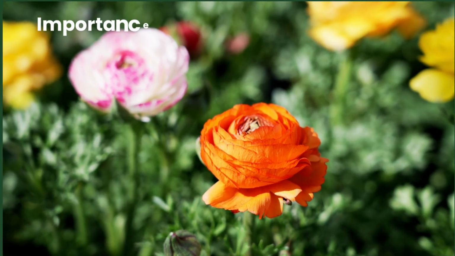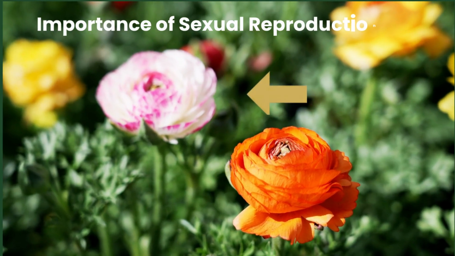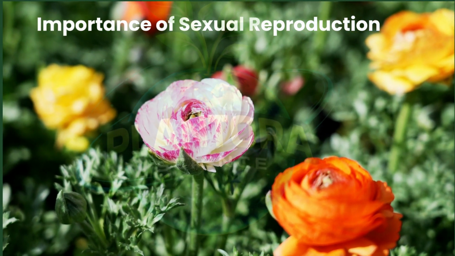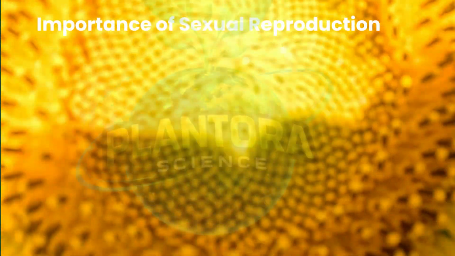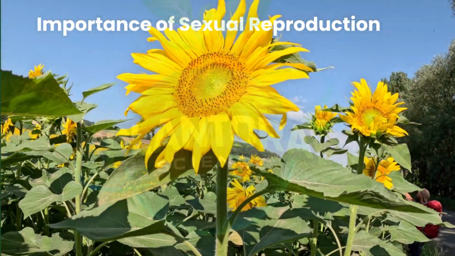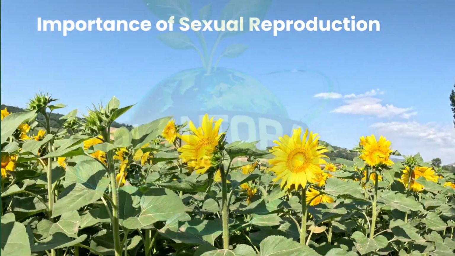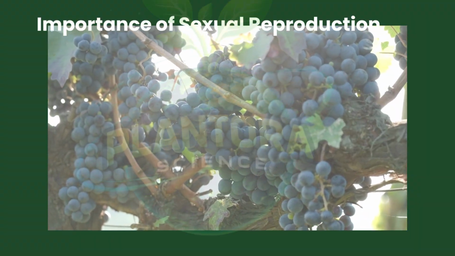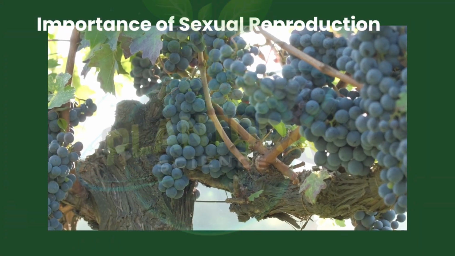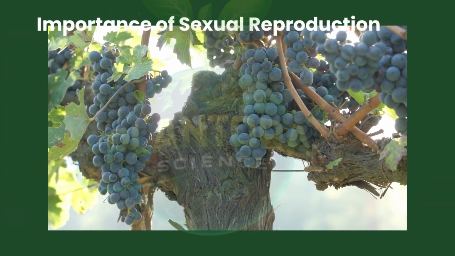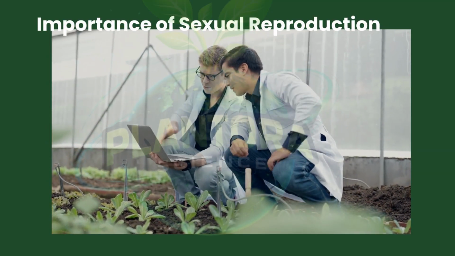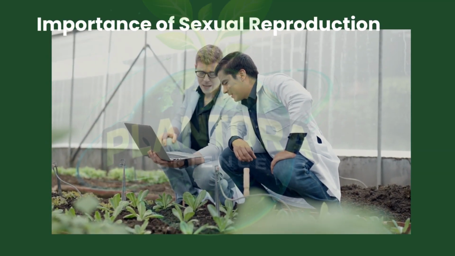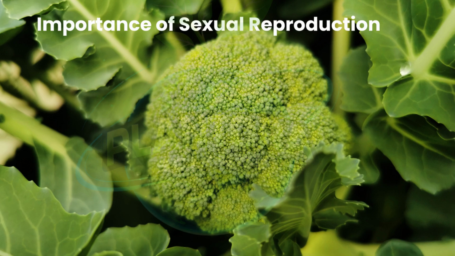Sexual reproduction is vital for plants because it creates genetic variation, meaning each new plant is slightly different. This variation increases disease resistance, helping plants survive infections and environmental stress. It also allows plants to adapt to changing climates and conditions. Over time, these advantages support evolution, ensuring the survival and continuation of plant species across generations.